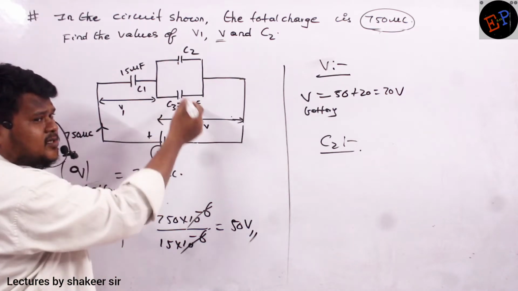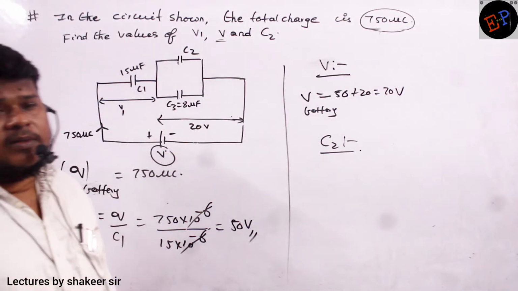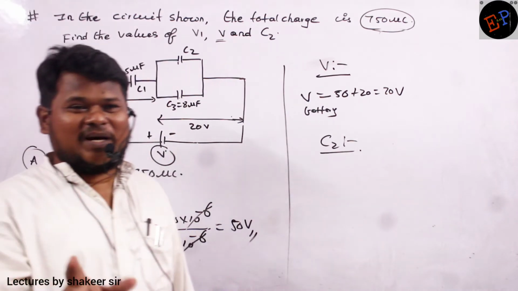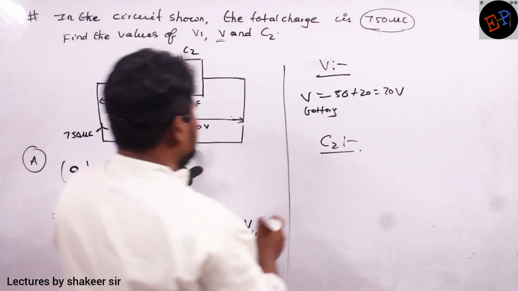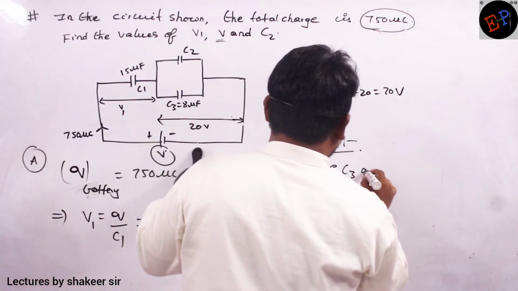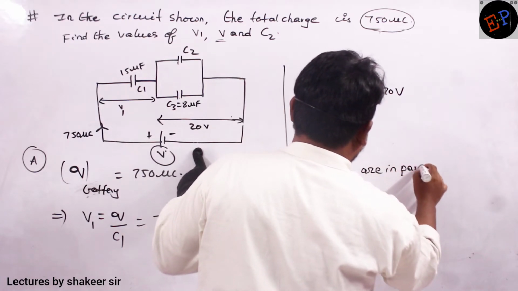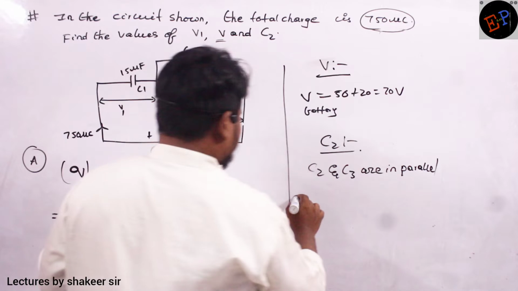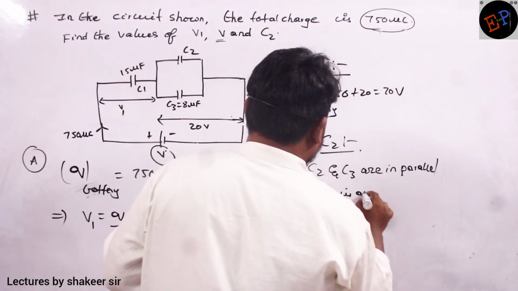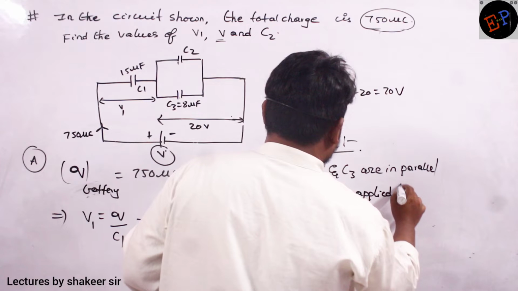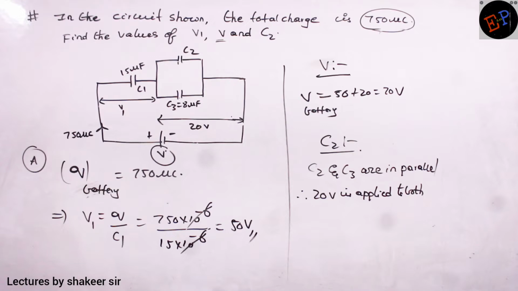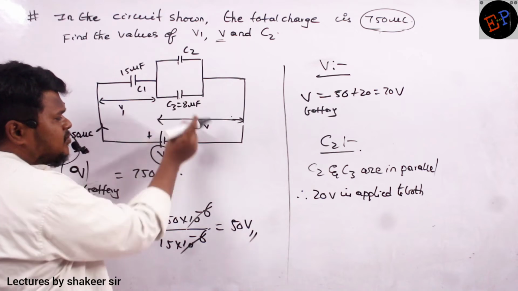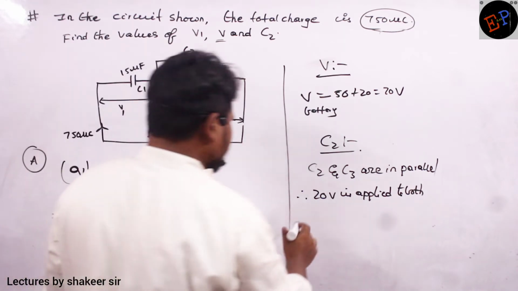They are not in series. C2 and C3 are in which connection? Parallel connection. Because they are in parallel connection, the same potential will be supplied to every branch. So C2 and C3 are in parallel connection, therefore 20 volts is applied to both of them. Therefore across C3 also the potential is 20 only.